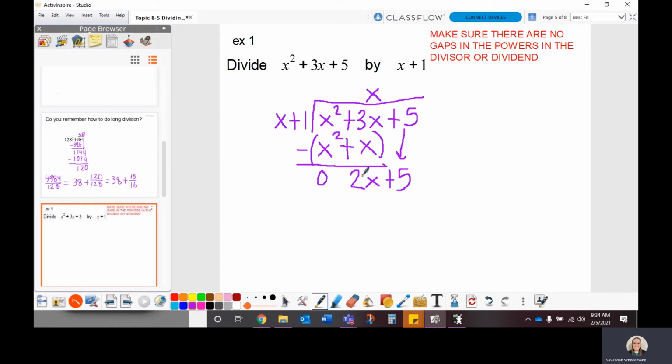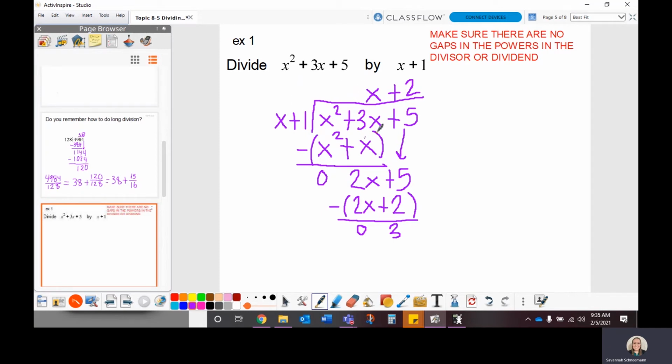plus 5. X goes into 2x 2 times, so I'm going to write a plus 2 because it is a positive 2. You always have to put the sign. So x times 2 is 2x, and 1 times 2 is going to be plus 2. And then again, we subtract it. 2x minus 2x is 0. 5 minus 2 is 3.